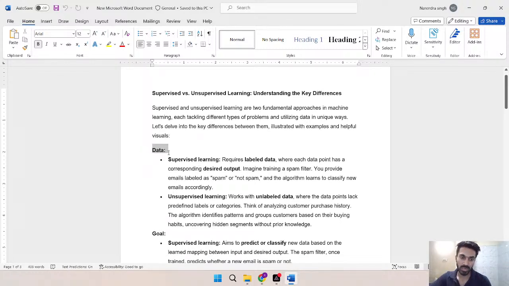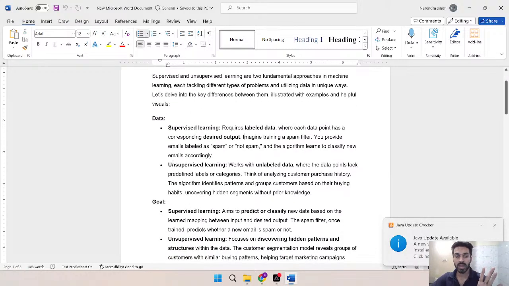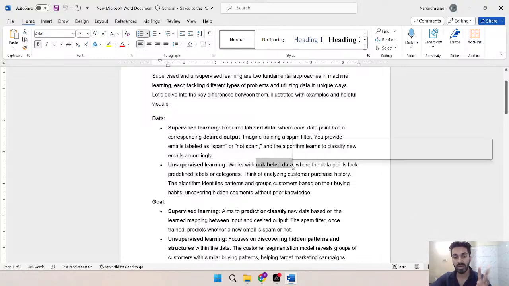So now coming to the data part, we have already discussed, if your data is labeled, then you have to apply supervised learning. And if the data is unlabeled, then you have to apply an unsupervised machine learning algorithm. Or you can say that if you have unlabeled data, then your model is unsupervised learning. So whether the data points have predefined labels or categories.